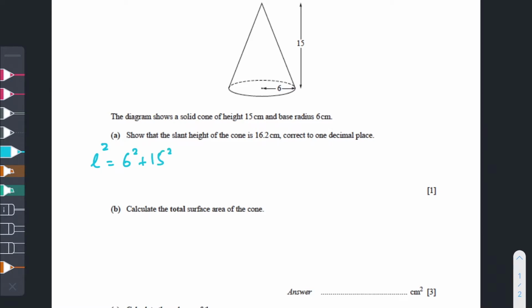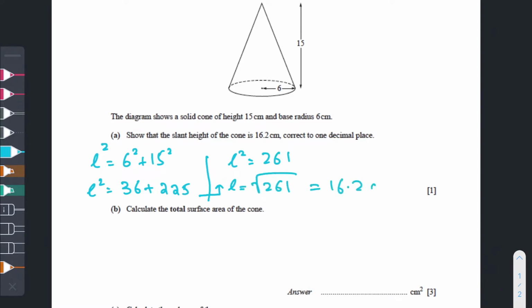Let's put this into the calculator. 6 squared gives us 36 plus 15 squared gives us 225. Add the two. When we add the two, L square becomes 261. So L would be equal to the root of 261, which is equal to 16.2 centimeters.